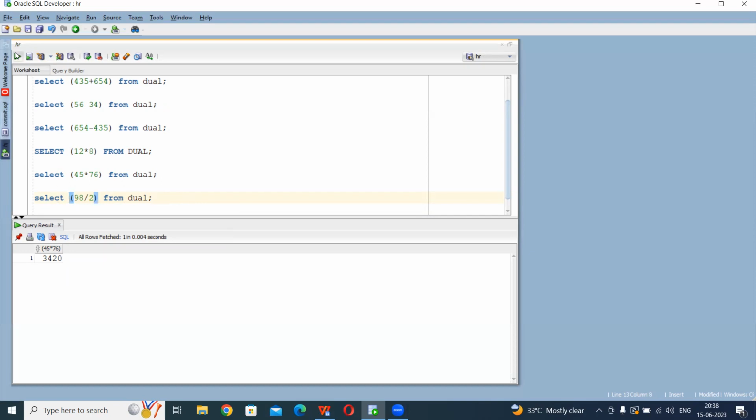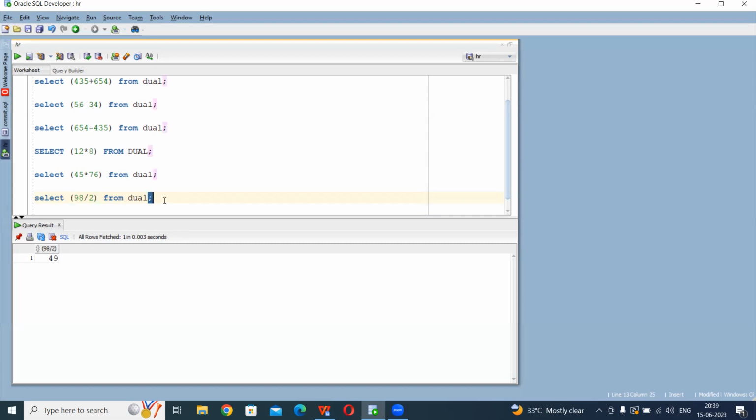Running a query means simply hitting the green color play button which is present on the top of the worksheet. So you can see this, if we divide 98 by 2, we would be getting our output as 49. So we have got the same. So now we'll go for writing the next query.